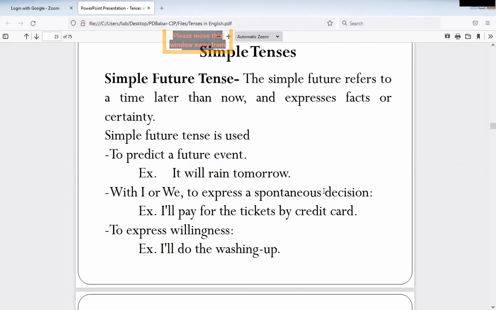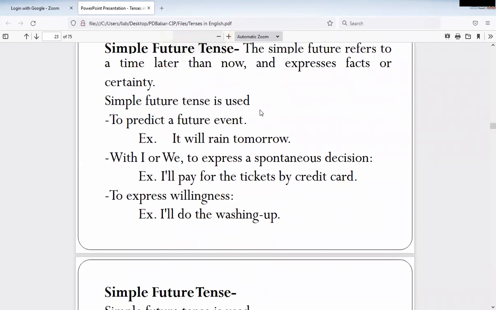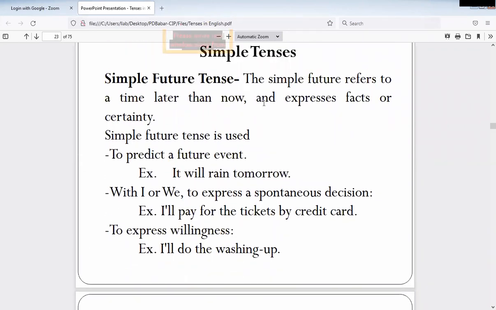Okay, so today we have recapitulated the points of simple present tense and its sentence structure. Also, we completed the simple past tense, and we are in progress of seeing the simple future tense. So let's recapitulate the points once again.